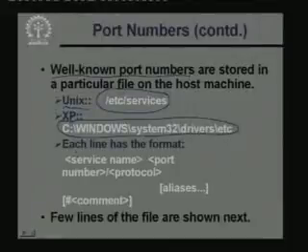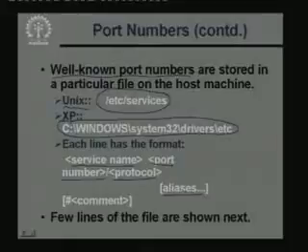Now each line or record has the format. It starts with the service name, then the port number, then the protocol, then the aliases, that means I can have some other names for the service names, followed by the comments. I will show an example in the next slide. A few lines of such a file we shall be having a look at now.